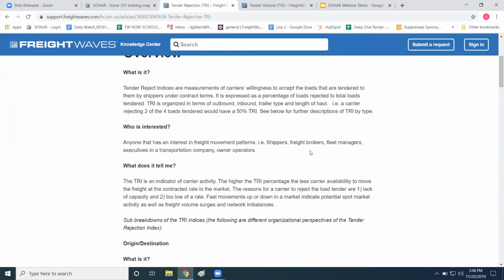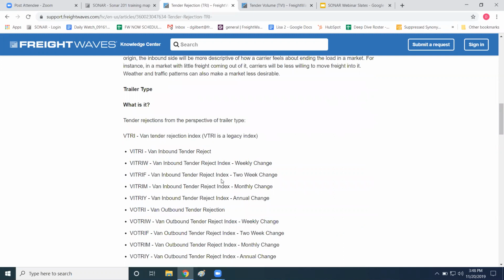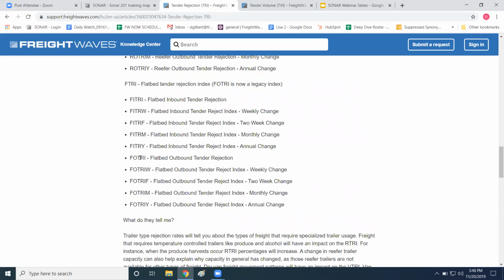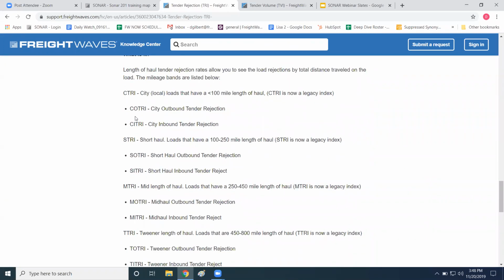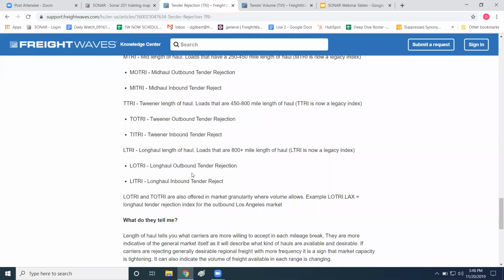As we read through here, we see that our index code is OTRI. Of course, we have inbound and outbound. We also break it down by trailer type, dry van, reefer, and we have flatbed on a national level. We also break it down by lane: city or local being the city, short haul, which is 50 or 100 to 250 miles, mid haul, which is 250 to 450 miles, tweener haul, which is 450 to 800, and long haul. So we're able to break these lanes down and understand what's being rejected.